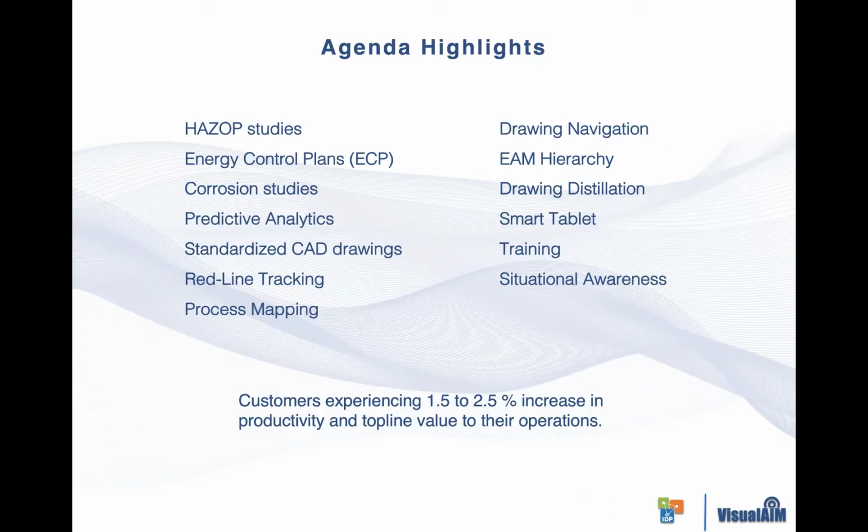Some of our users have actually started to use the PNIDs inside of the intelligent drawing platform to conduct these HAZOP studies from a remote standpoint. When intelligizing multiple drawing types, including electrical wiring diagrams, we can design energy control plans with information coming from multiple sources in order to amalgamate what these lockout tagout procedures could be. At the same time, with PFDs in IntelliGIS, we can also perform corrosion studies.